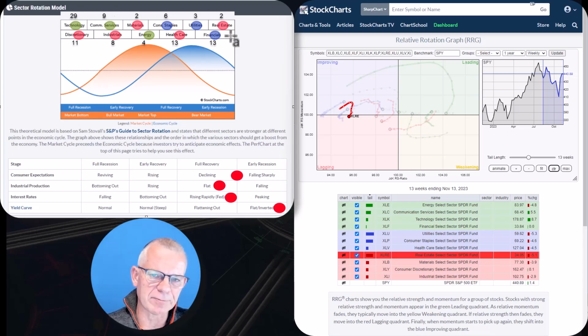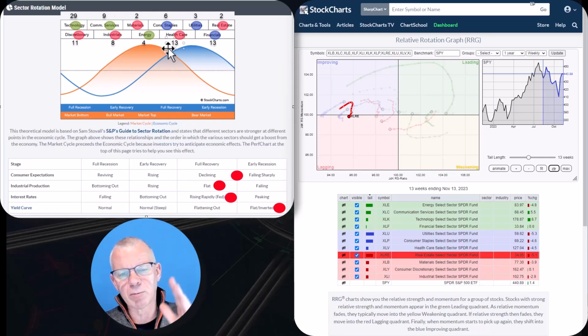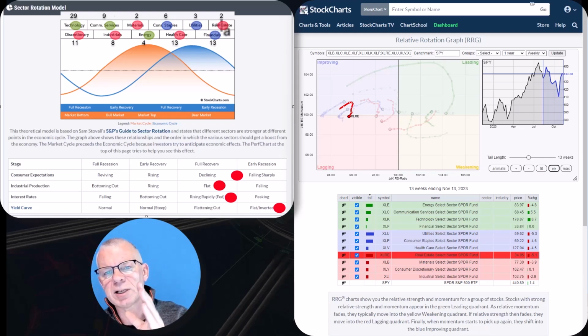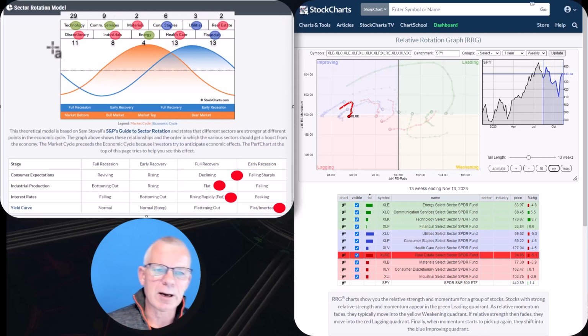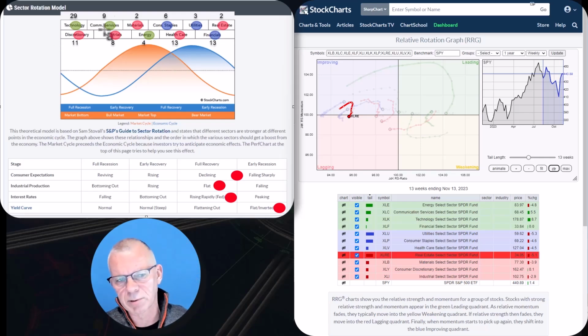And now we have financials right here. We're going out of real estate. It looks as if we're moving out of staples, utilities, healthcare. So these were green a few months ago. They're now phasing out. Real estate is already very clearly out. Financials is neutral. And we see tech and communication services already picking up. They're moving higher. They're outperforming the market.